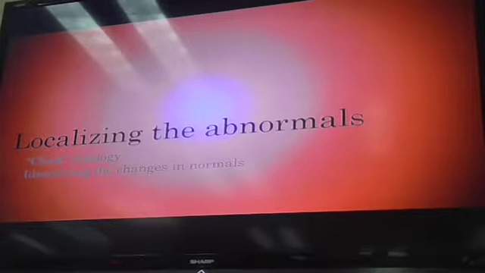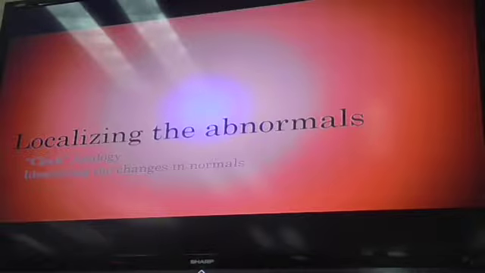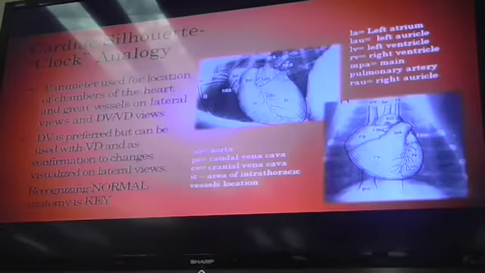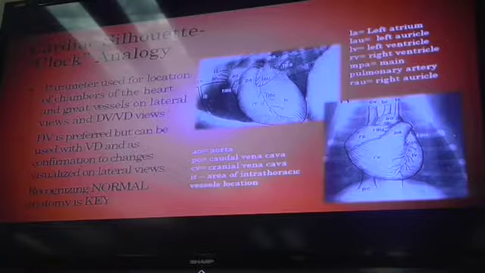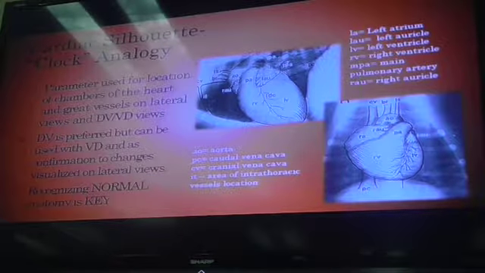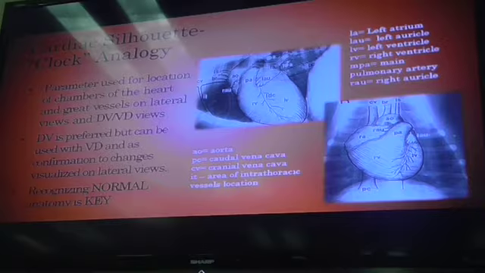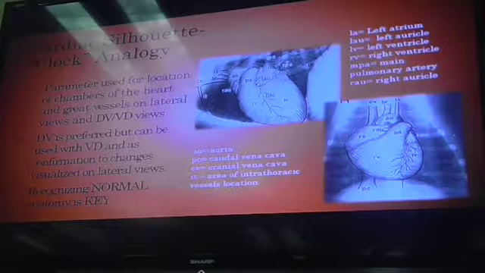All right, so localizing the abnormals. Remember I said we want to kind of have an idea of what's causing change, right? Because then that helps us identify what side or what parts of the cardiovascular system is causing us problems. So remember, clock analogy is typically used for locating the chambers and the great vessels, most commonly used with the DV, which is our preferred image for cardiac structures, or on the VD, okay?